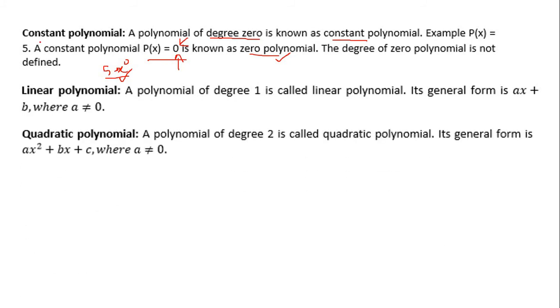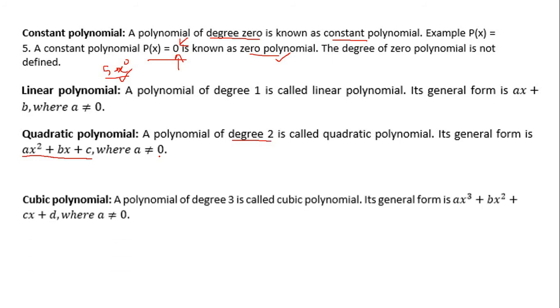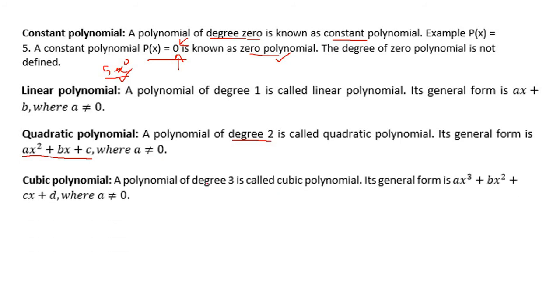Next, quadratic polynomial. A polynomial of degree 2 is called a quadratic polynomial, and the standard form for this is ax square plus bx plus c, where a should not be equal to 0. Cubic polynomial: a polynomial of degree 3 is called a cubic polynomial. The standard form is ax cube plus bx square plus cx plus d, where a should not be 0. In this way you can define different types of polynomials.